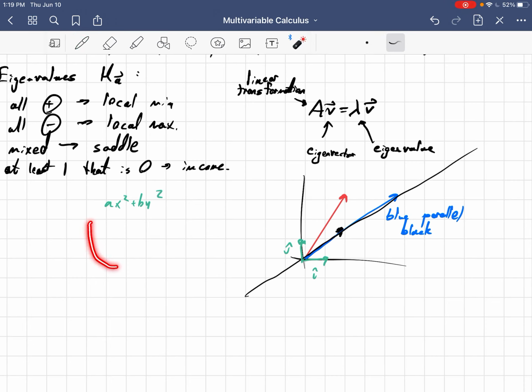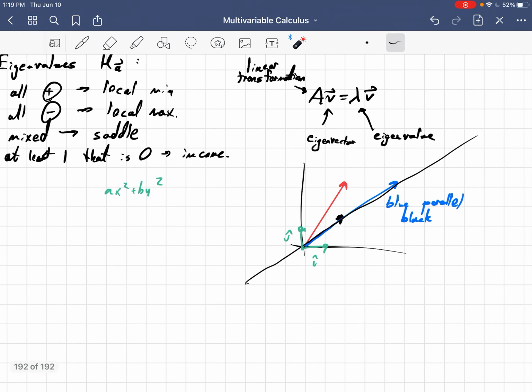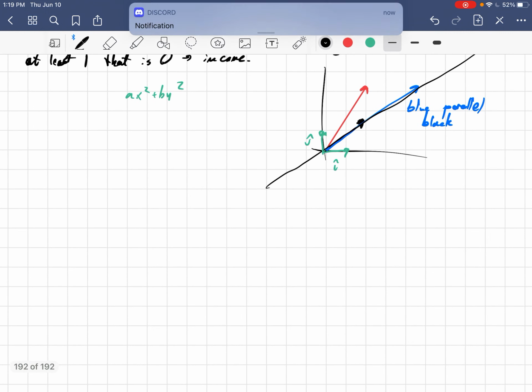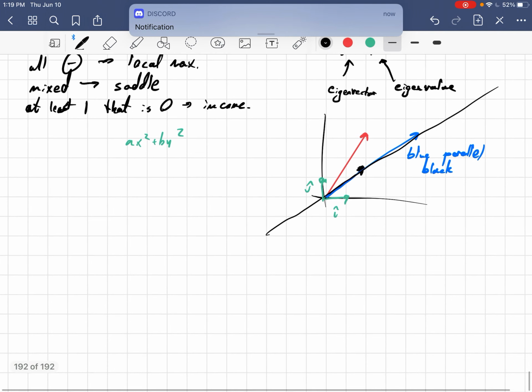And we would have an upward paraboloid in the case of 3D. We'd have a local minimum right here. So eigenvalues, and by the way, this is exactly what you're doing in the single variable case. So let's look at why this is the case now.